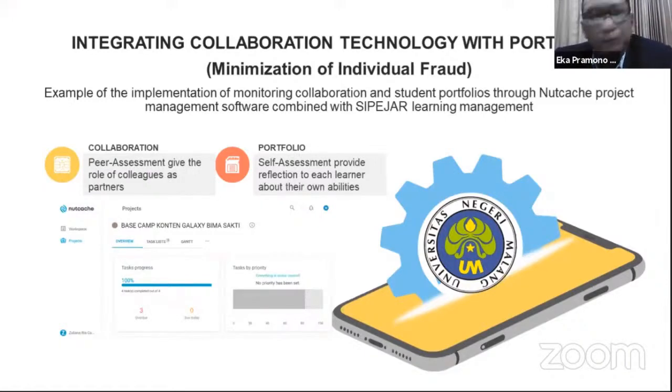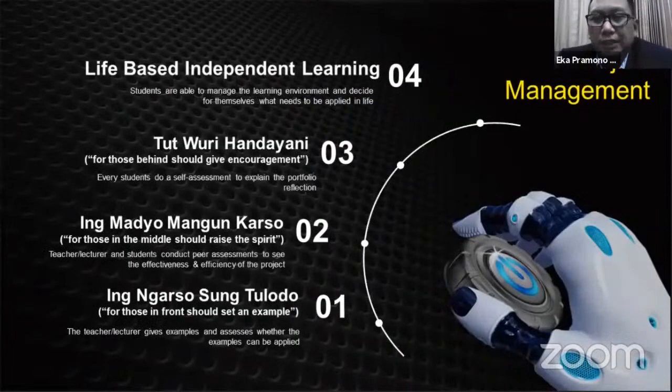On the collaboration side, peer assessment gives the role of colleagues as partners. And on the portfolio side, self-assessment provides reflection to each learner about their own abilities. Now we have to look at our philosophy or local wisdom.